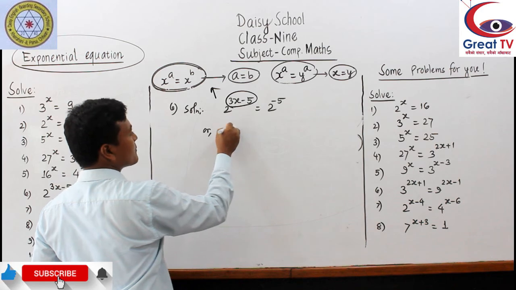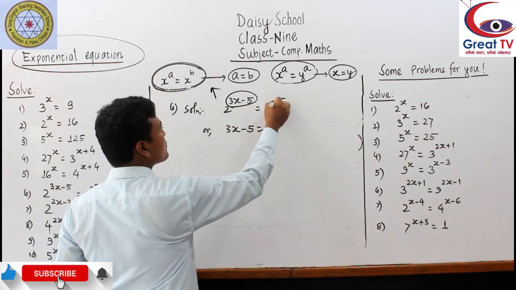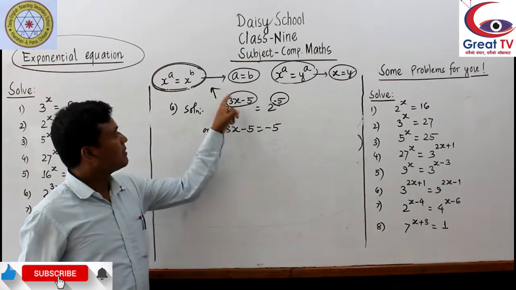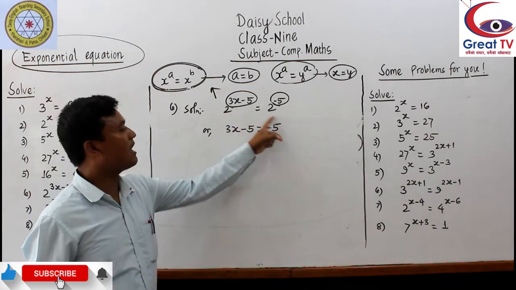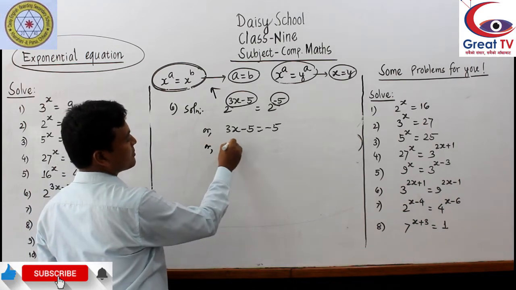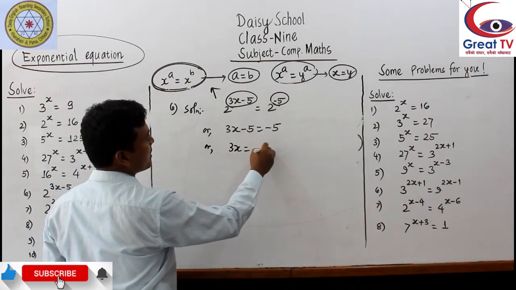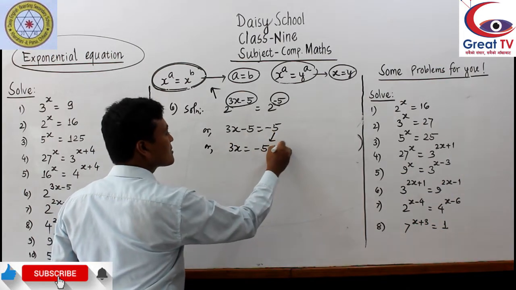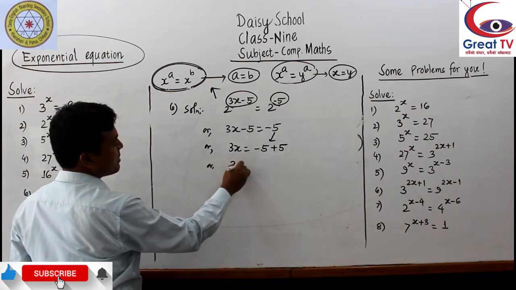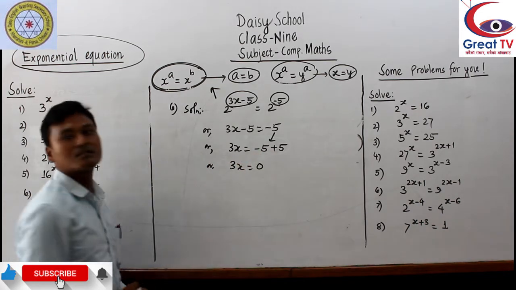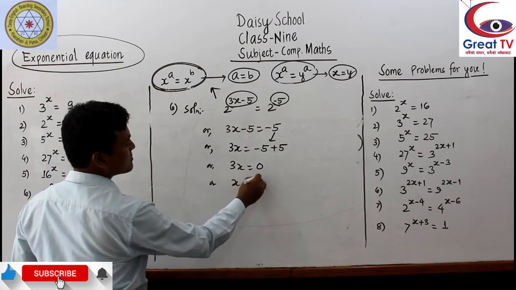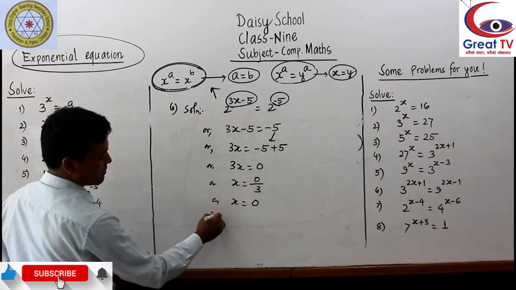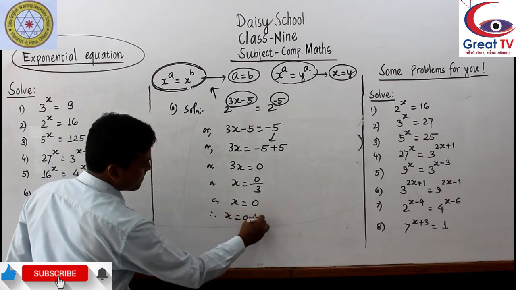Then directly this concept can be used. What is the power over here? 3x minus 5, and on the right side we have minus 5. So this can be used directly because the bases are the same. Then solve: 3x equals minus 5, and the minus 5 goes back as plus 5. So 3x equals minus 5 plus 5, which gives 0. Then x equals 0 by 3, so x equals 0. Therefore, x equals 0 is the answer.